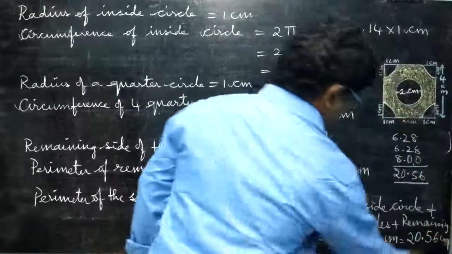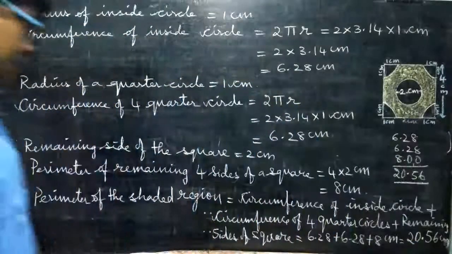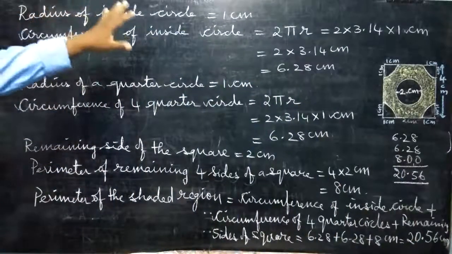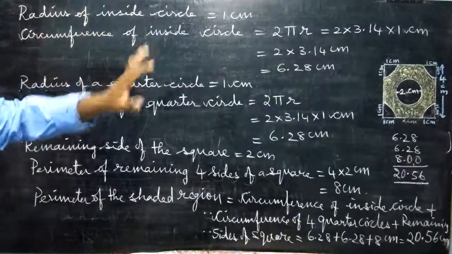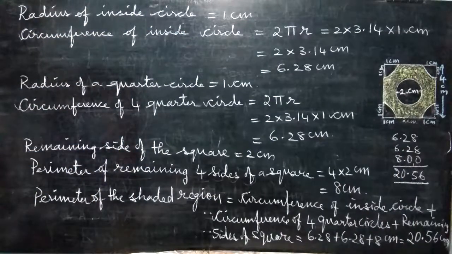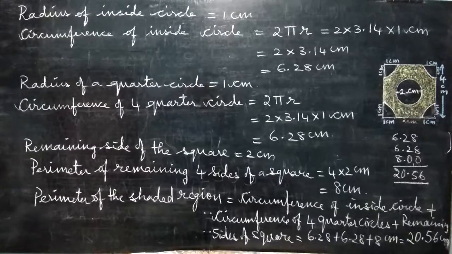Are you able to follow? So keep in mind, this is the way of finding the perimeter of the shaded region. How much we got? 20.56 centimeters. Add 2 circumferences and again 4 sides remaining part.